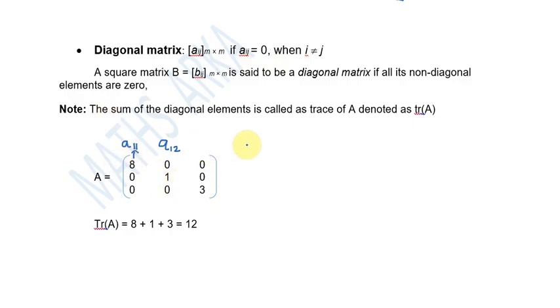Now also, one of the things that is sometimes asked is the trace of A. So we should be familiar with this. The trace of A is denoted as TR of matrix A, and it is nothing but the sum of all the diagonal elements. In this example, it is the sum of 8 plus 1 plus 3, these are the diagonal elements, and this is the trace of A, which in this case is equal to 12.